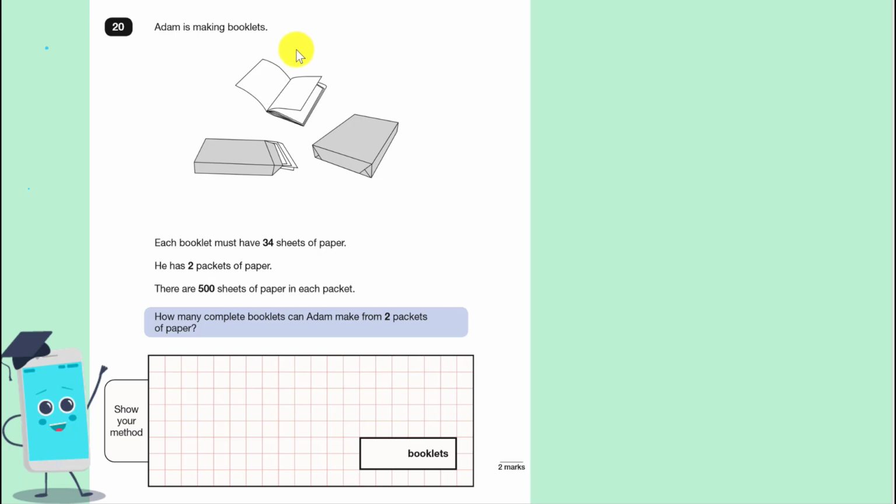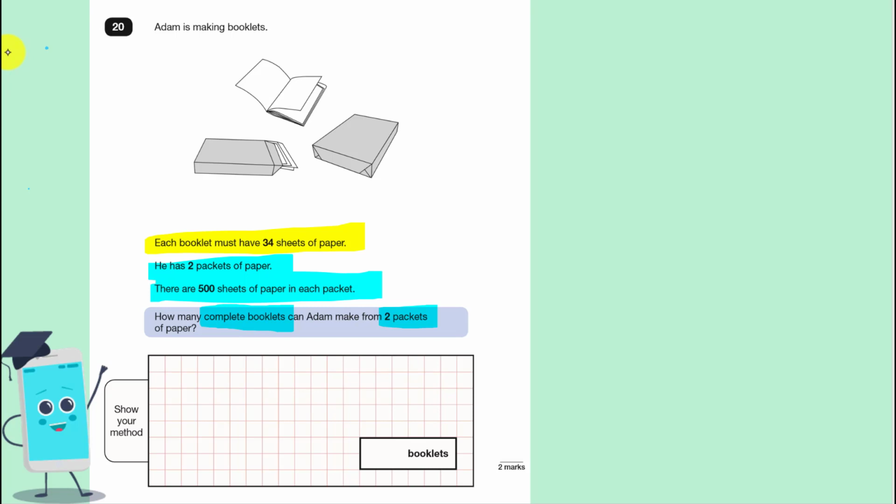Okay, Adam is making booklets. That's probably not so important in our calculation. It's just important for the context of the problem. So each booklet must have 34 sheets of paper, each booklet. He has 2 packets of paper and there are 500 sheets of paper in each packet. And I'm going to highlight these 2 in a different colour because these 2 are linked. He has 2 packets of paper and down here we want to know how many booklets, complete booklets as well. Complete is going to be important. How many complete booklets can Adam make from 2 packets?